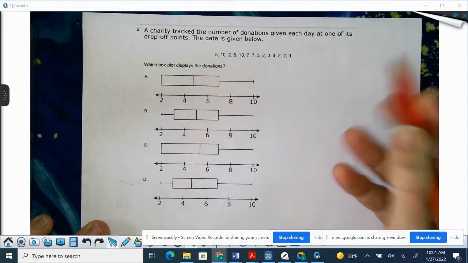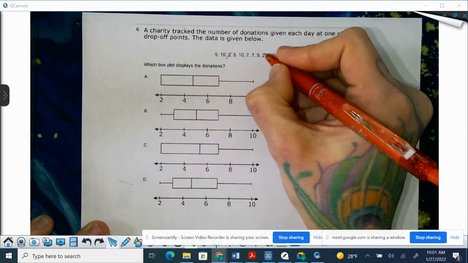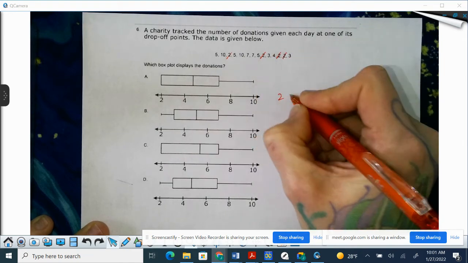Otherwise, by hand, though, we would put these in order. So 1, 2, 3, 4 twos, 1, 2, 3, 4 twos.